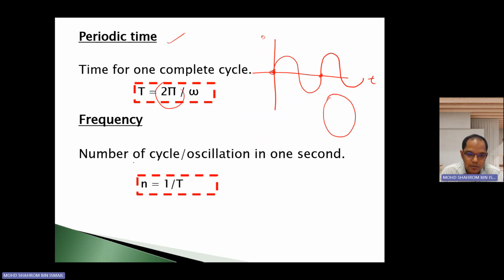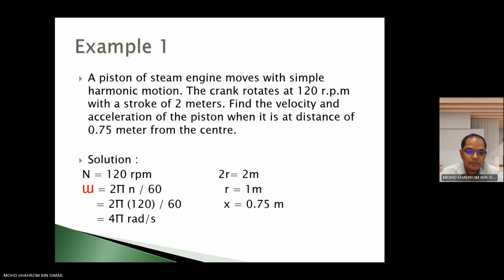And frequency is the number of cycles per oscillation in 1 second. Let's say this one is 1, 2, 3, and then per 1 second is the number of cycles per oscillation. So the formula is n equivalent to 1 over t. Okay. All right.